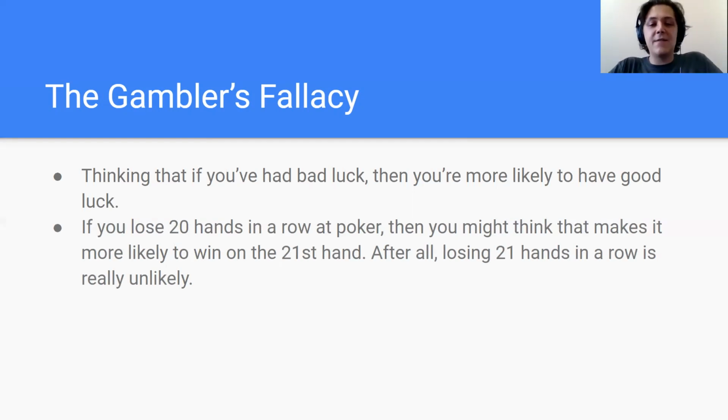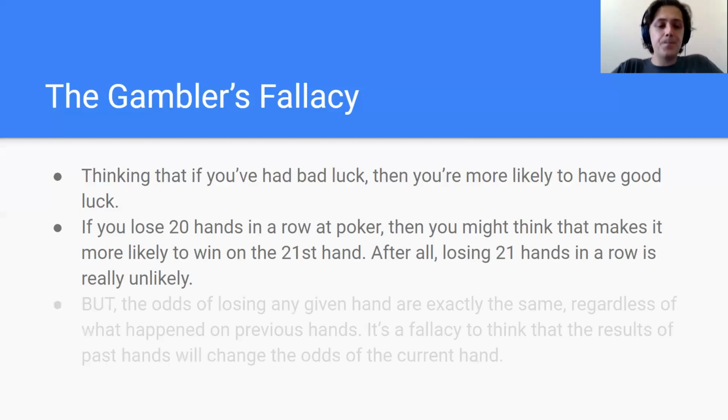But that's a fallacy. It comes from a sort of true thing. And that true thing is that losing 21 hands in a row, or flipping a coin and getting heads 21 times in a row, is really unlikely. But if you've already flipped the coin and it's landed heads 20 times in a row, it's still 50-50 whether or not you're going to hit heads on the 21st time.